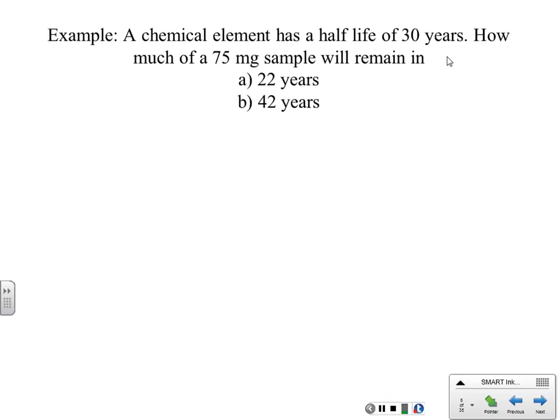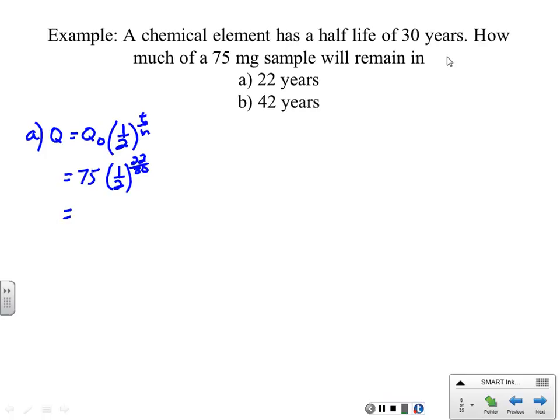Okay, so let's use that formula. So for part A, Q is equal to Q sub O times 1/2, raised to time over half-life. So our initial amount is 75. 1/2 is standard. Our time for part A is 22, and the half-life is 30. All right, so let's put this in our calculator. For the 1/2, you can either use 0.5 or the actual fraction of 1/2. That's your choice. So you're going to have 0.5.